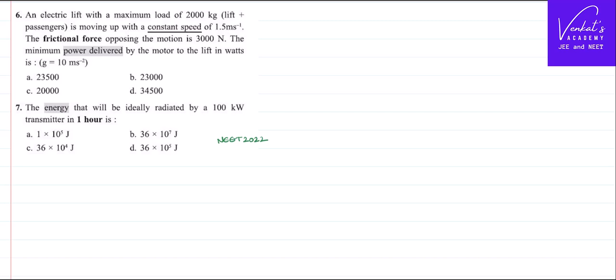Here in this video, we are solving two NEET problems that appeared in 2022 in the chapter Work, Energy and Power. Let's have a look at the first question. An electric lift having a maximum load of 200 kg with passengers is moving up with a constant speed of 1.5 meter per second. The frictional force opposing the motion is 3000 Newton. Let's understand what the meaning of this is.